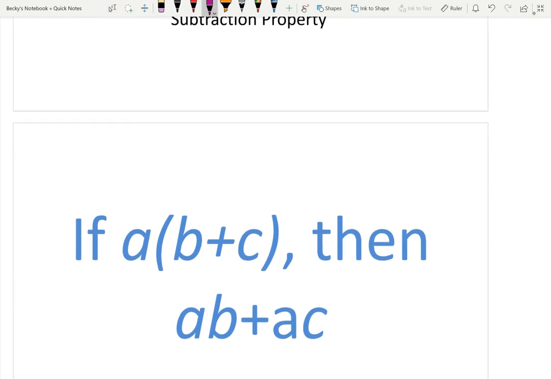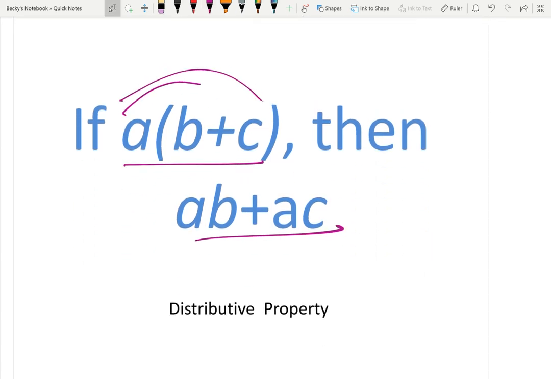So again, this is where you start and then this is where you're going. So what did you have to do to get there? Well, we did that. And what's that called? The distributive property.